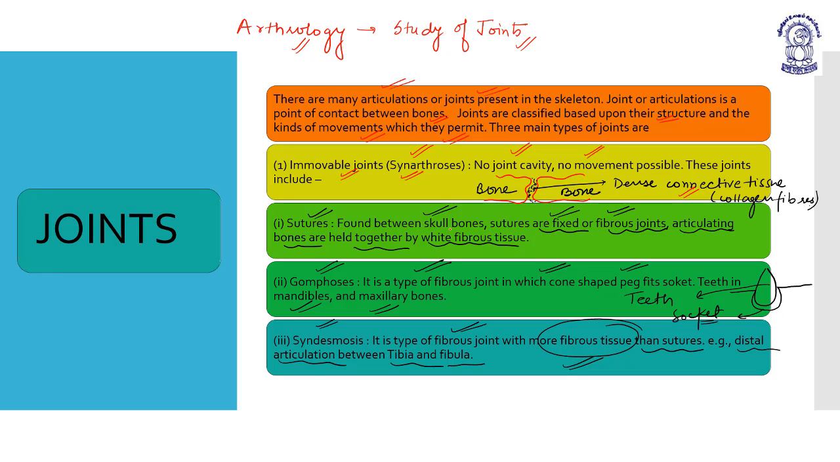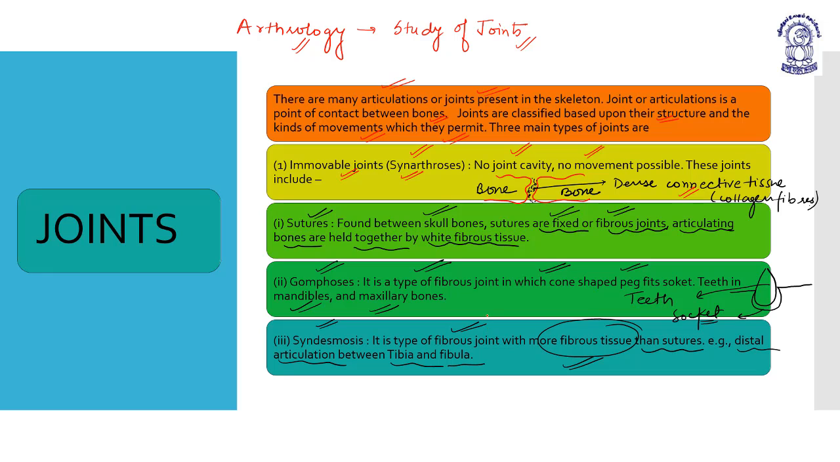Examples are sutures. Sutures are found between skull bones like parietal, occipital, frontal, temporal, zygomatic. Sutures are fixed or fibrous joints. They help in articulation, and the articulating bones are held together by white fibrous tissue.